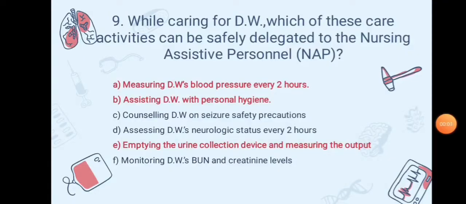Question number 9. While caring for DW, which of these care activities can be safely delegated to the nursing assistive personnel or NAP? The first one is measuring her blood pressure every 2 hours. Second, assisting DW with personal hygiene. And third, emptying the urine collection device and measuring the outputs. But why are only three of them safely delegated to the nursing assistive personnel?